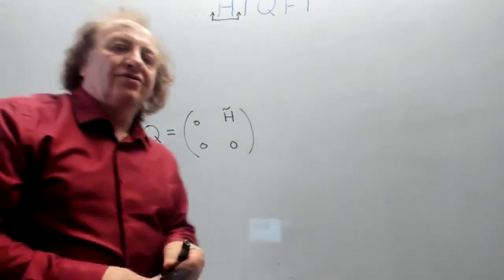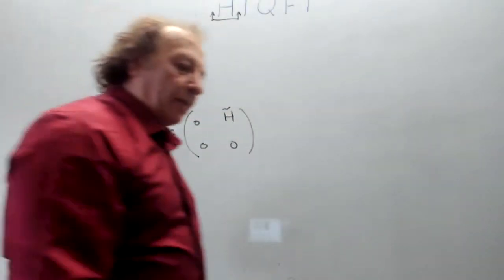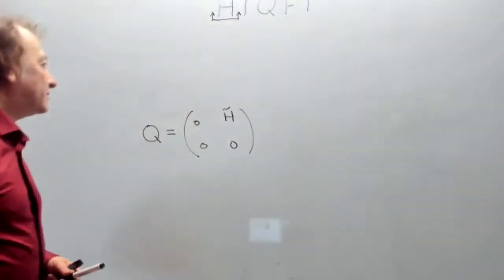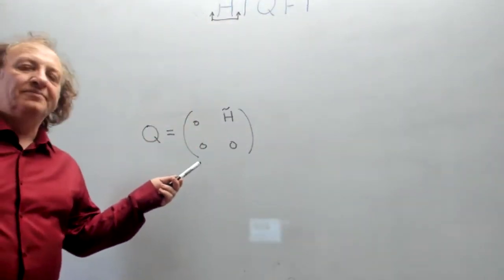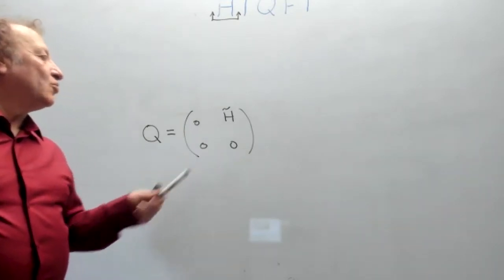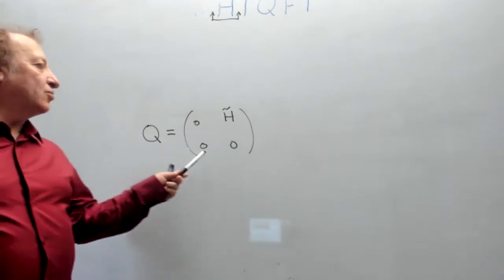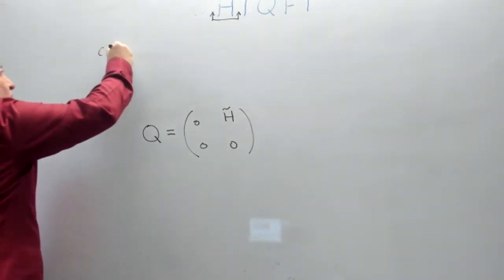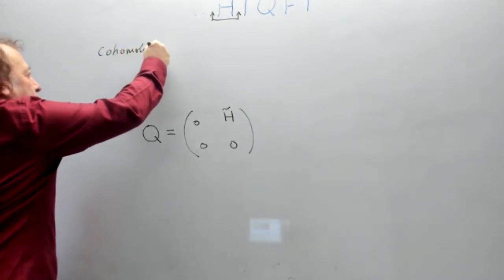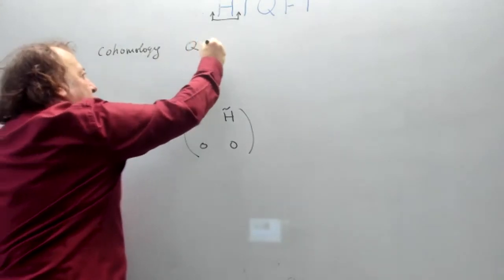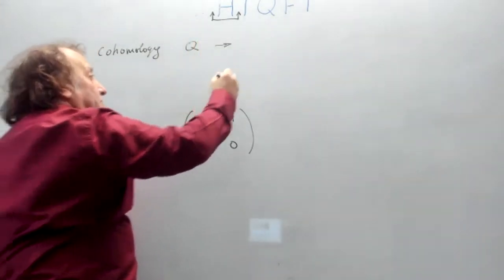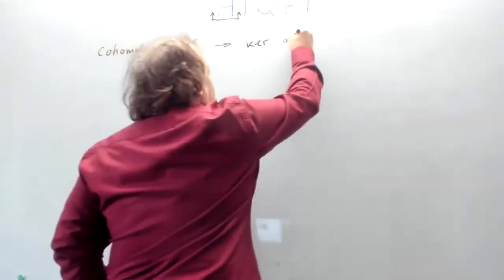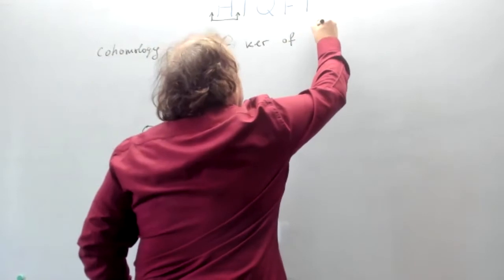Okay. So let us continue. So I erased almost everything except one formula. How Q looks like. And here I want to make the following remark. Cohomology of this Q corresponds to kernel of H tilde.